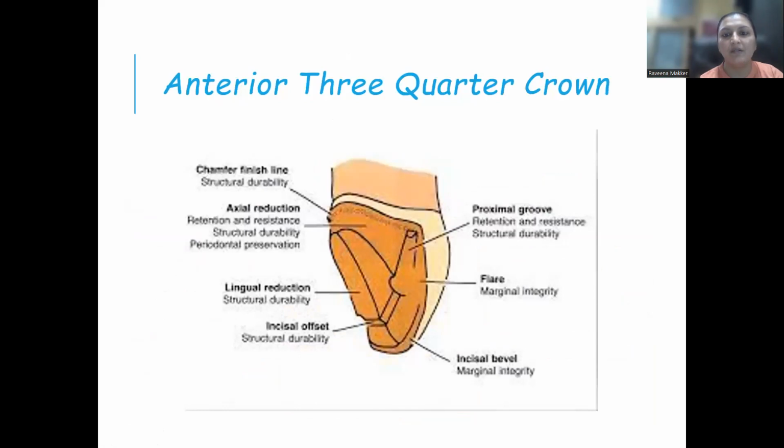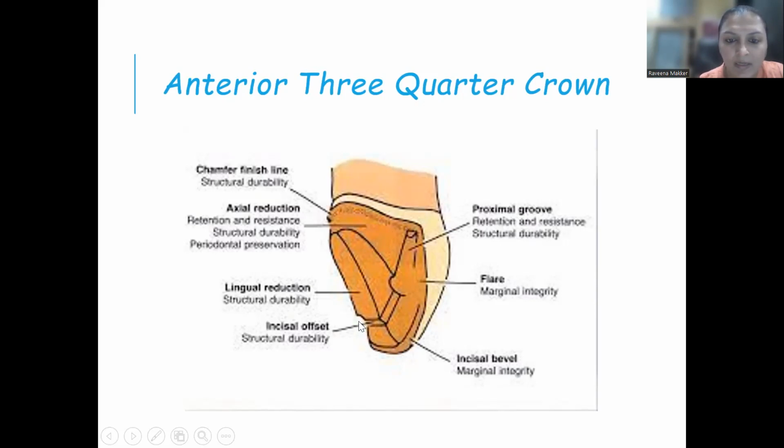Next is the anterior three-quarter crown. The anterior three-quarter crown preparation is mostly similar to the three-quarter crowns we had discussed earlier. First of all, the incisal reduction is done. Okay, only on the lingual incline of the incisal edge is prepared. Then the axial reduction is done, creating a chamfer finish line.